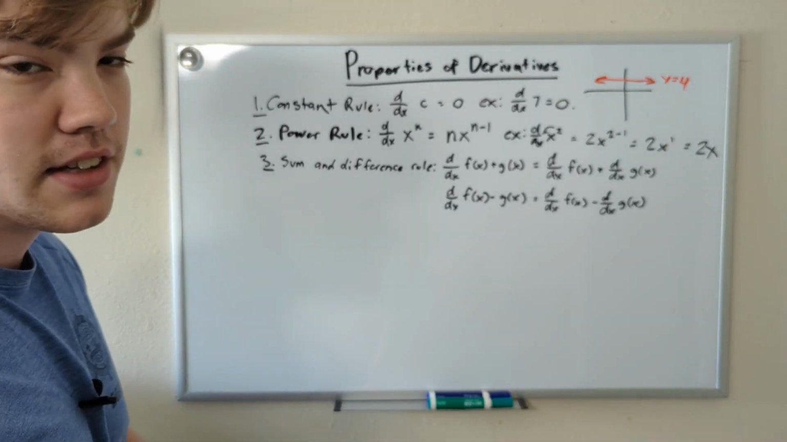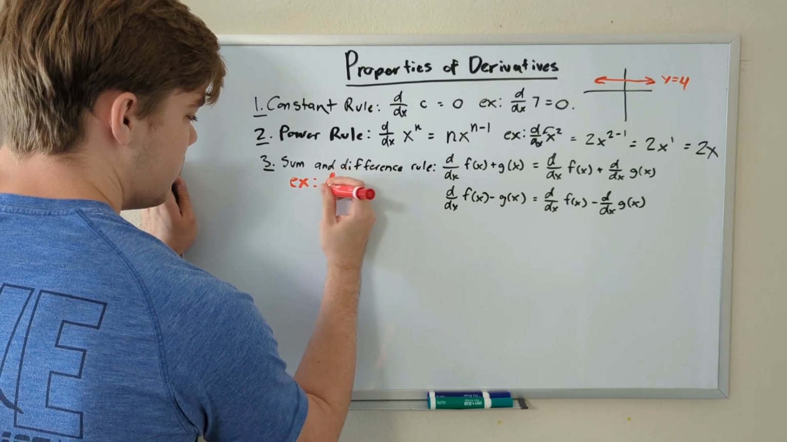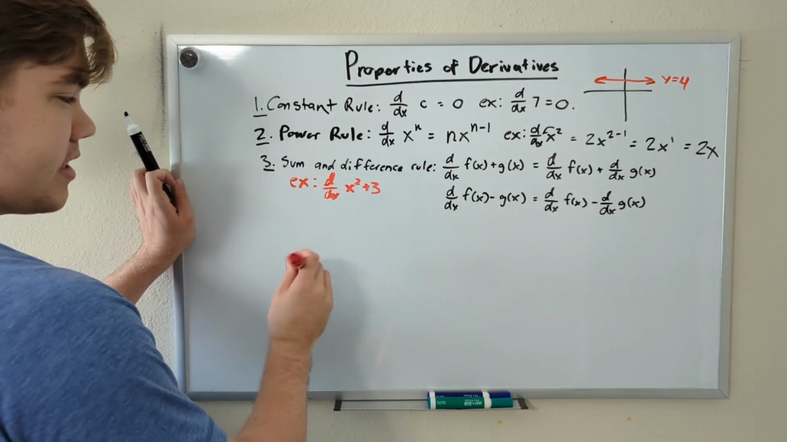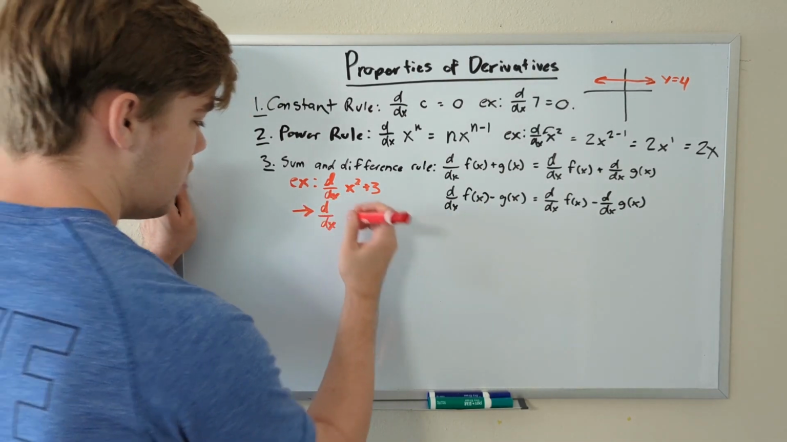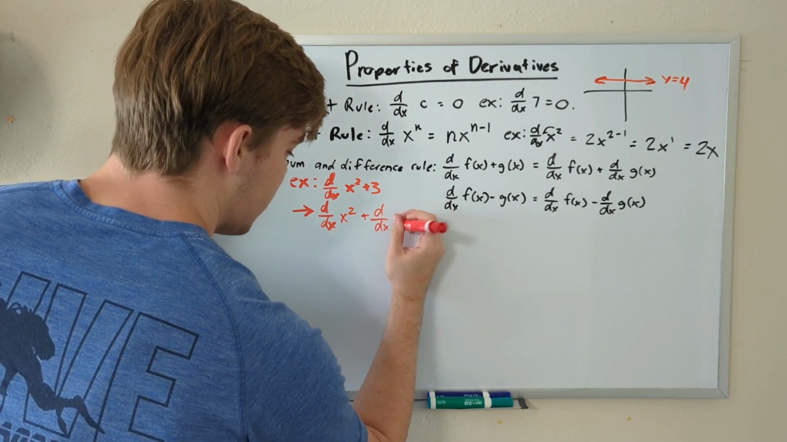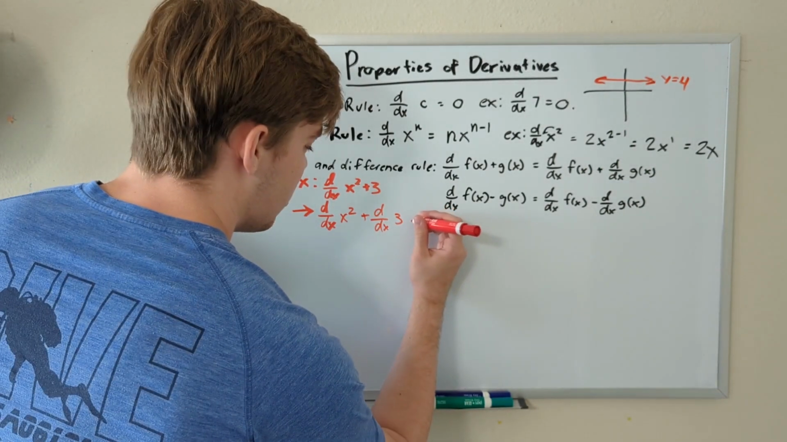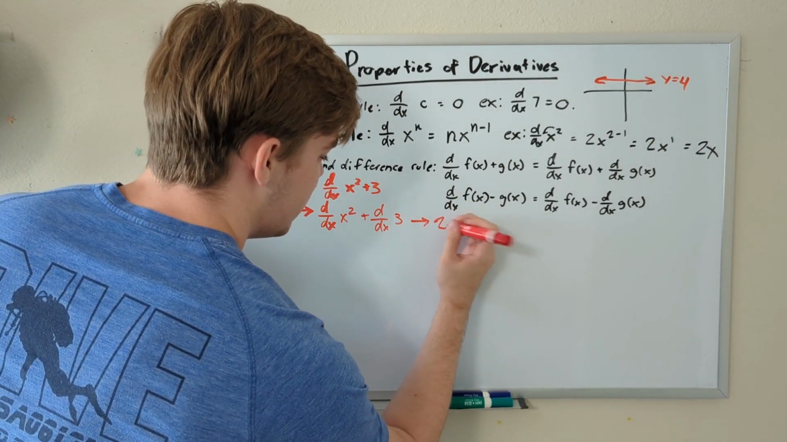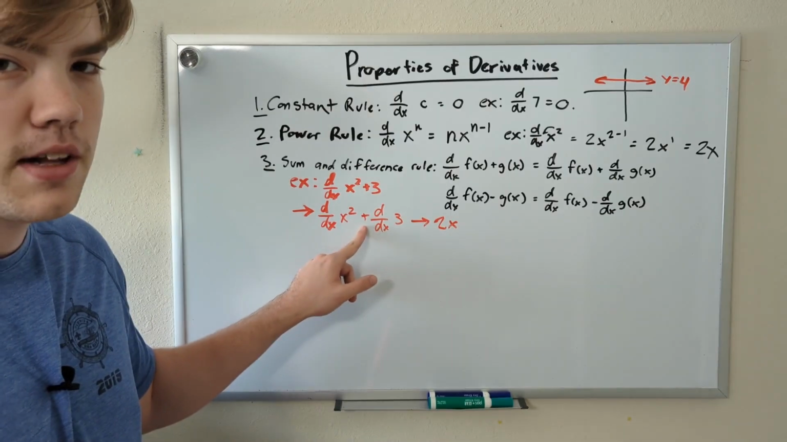Let's do a quick example, and let's do it in red just for fun. Our example here will be the derivative of x squared plus 3. We can split this into the derivative d dx of x squared plus the derivative d over dx of 3. Using our power rule, the derivative of x squared turns into 2x, and using our constant rule, the derivative of 3 is just 0, so this derivative is just 2x. And we could do the same thing for subtraction, just replacing this plus with a minus.